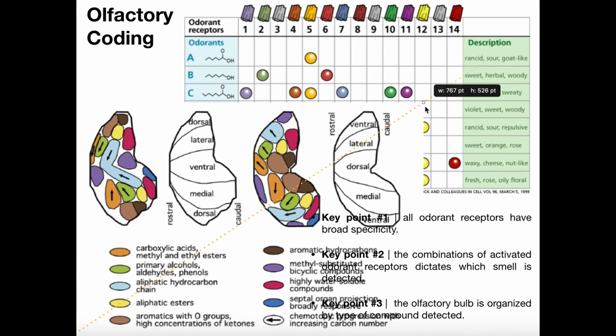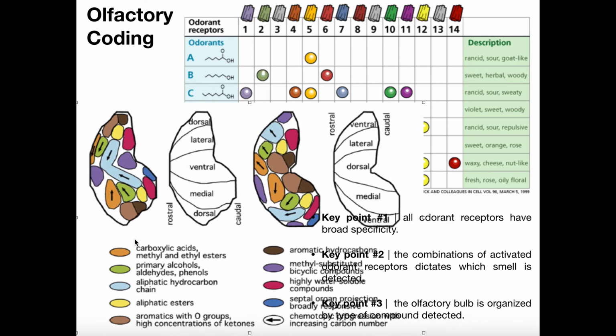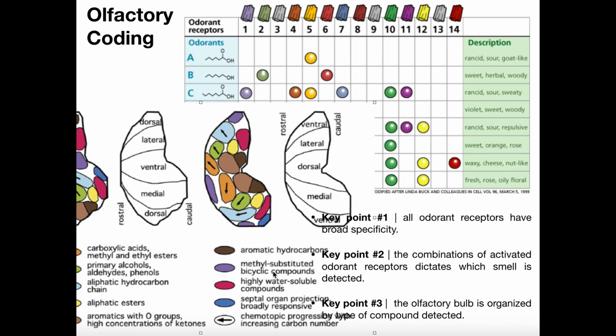Okay? So let's take a look at this. So here we have the rostral side on the left, caudal side on the right. Then we have dorsal, lateral, ventral, medial, dorsal. Don't really worry about what these regions are, but if we look at the colors over here, like this light blue region right here, this region of the olfactory bulb seems to detect aliphatic hydrocarbon chains. If we look at this part here that's kind of a dark red, this area is going to detect highly water-soluble compounds. This part that's purple, or purple parts right here, this would detect methyl-substituted bicyclic compounds.